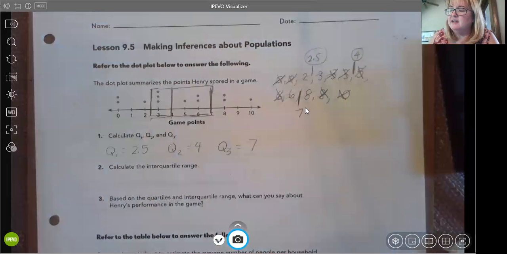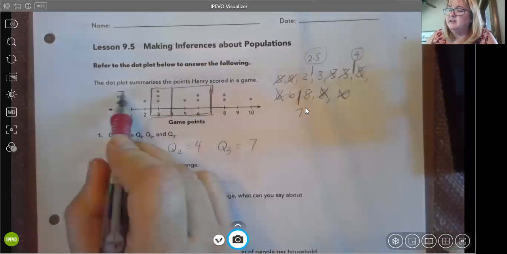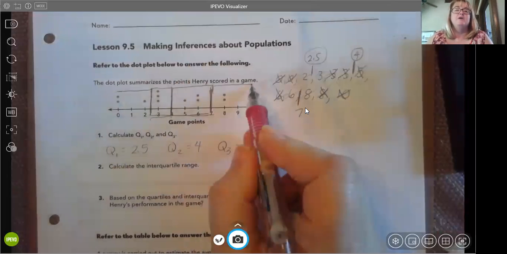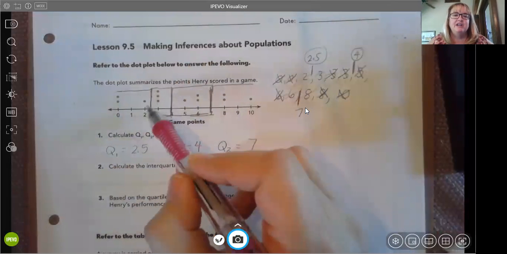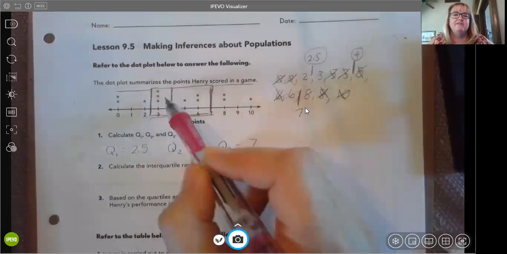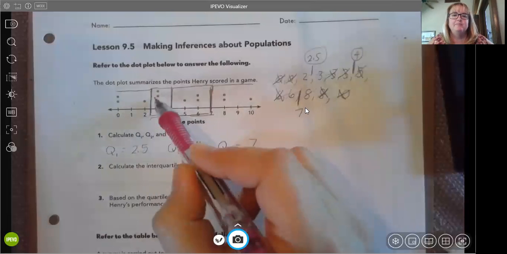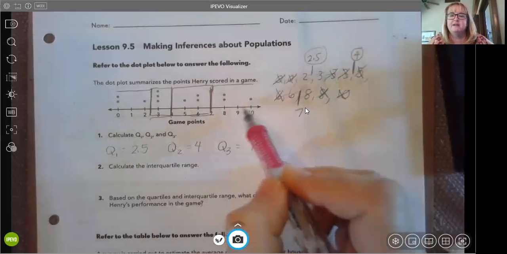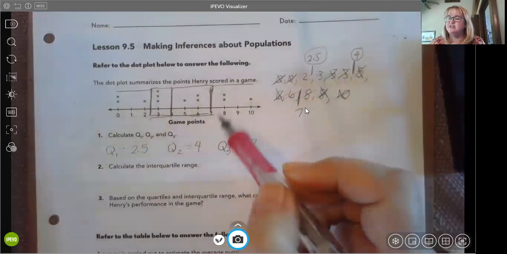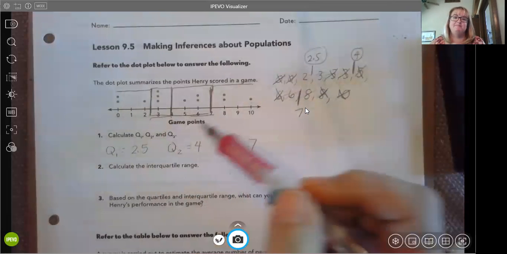And then this would connect here and then here. What I wanted you to see is that 3 of our data points are here, 3 of our data points are in here, 3 of our data points are in here, and then 3 of our data points are in here. So it divides our data into quartiles again.